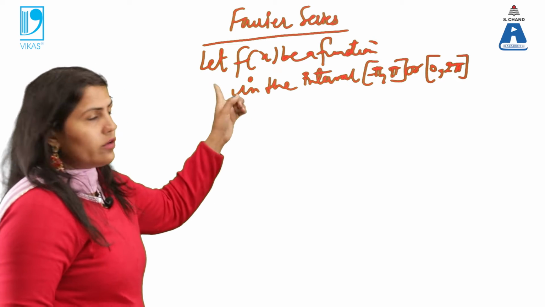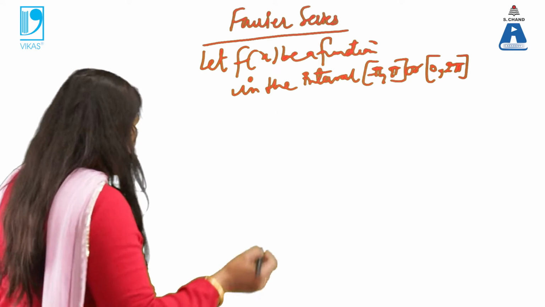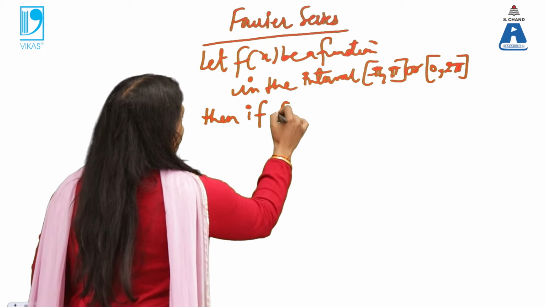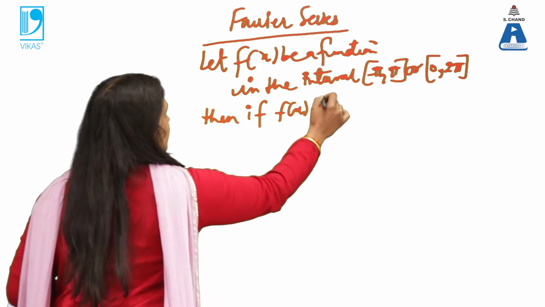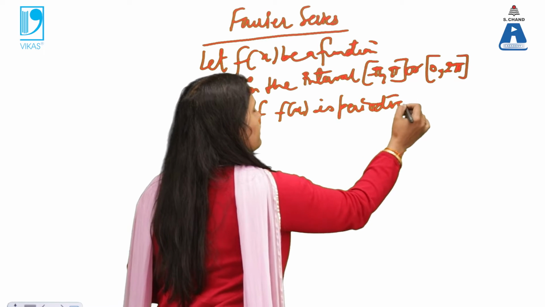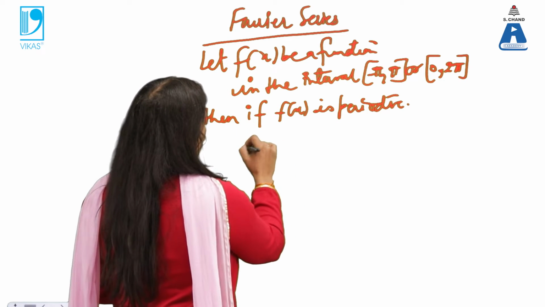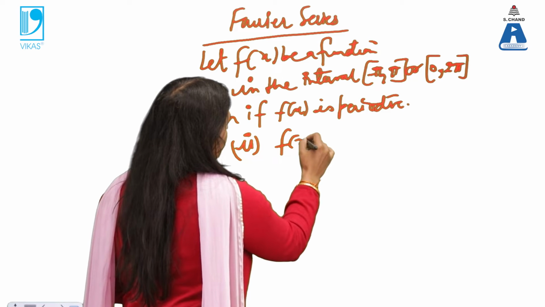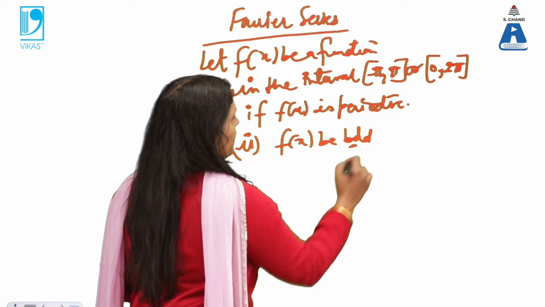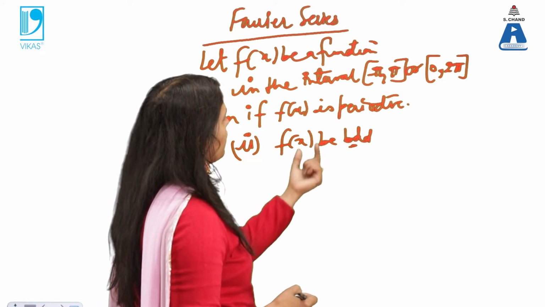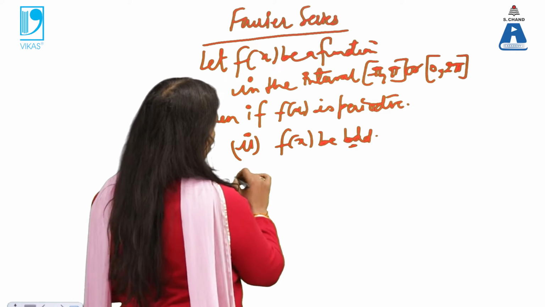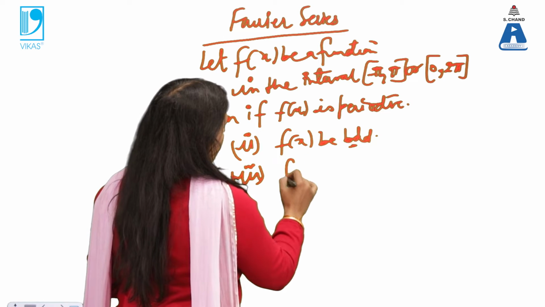So if you have a function in the interval minus pi to pi, then f(x) is periodic. It means the function you are considering to write the Fourier series should be periodic. Number 2, it should be bounded. And if I'm saying it is periodic and bounded, obviously I am considering the domain as minus pi to pi. It is understood. Then f(x) is finite.